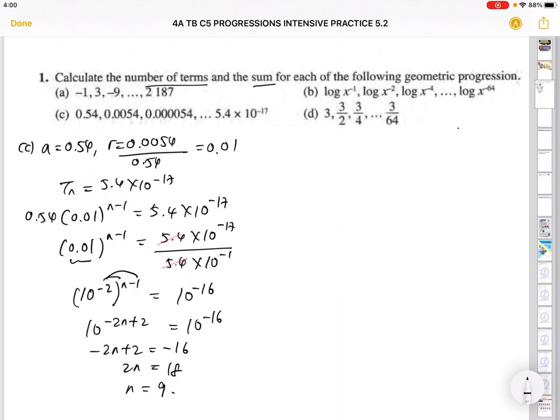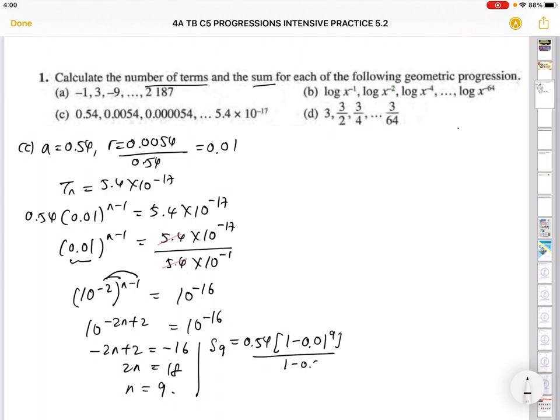Oh, this is very long. I may not have enough space to do the sum. Anyhow, I'll just squeeze in here. My S9 will be a. Now this time, because your r is less than 1, I'm going to use 1 minus r, 0.01 power 9, over 1 minus 0.01.